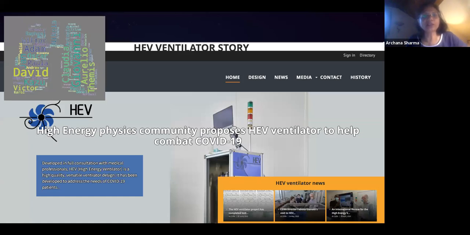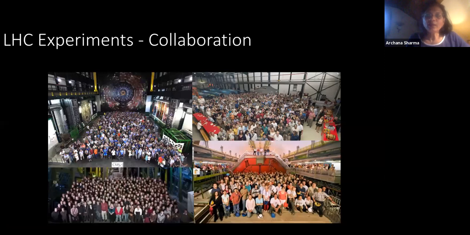This is another high energy physics community that has risen to the challenge and has designed a ventilator. So if any one of you is an industrialist who wants to make the high energy ventilator marketable, here is an opportunity for them. This is our collaboration, just to flash to you.